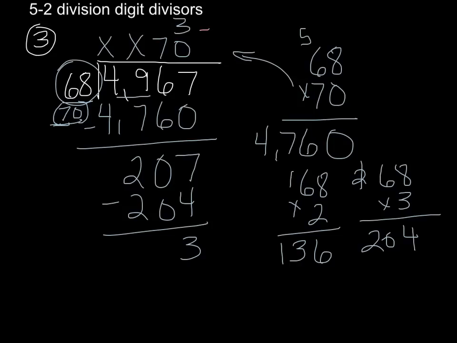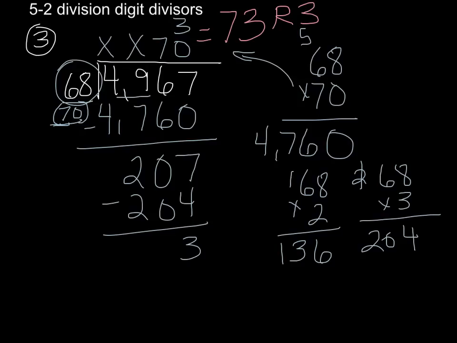So I end up with a quotient of 73 remainder 3. And that makes some sense to me.